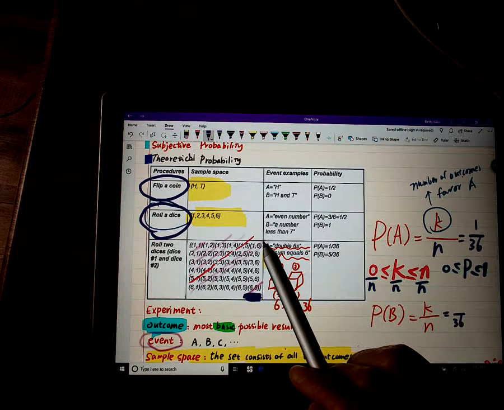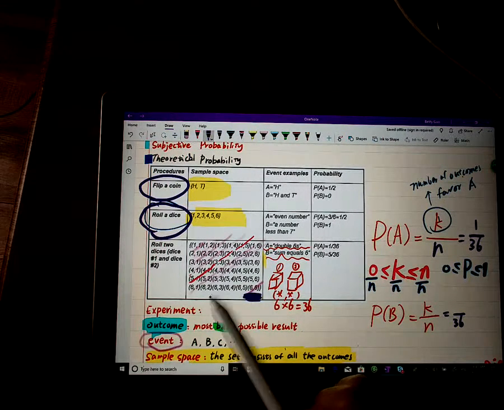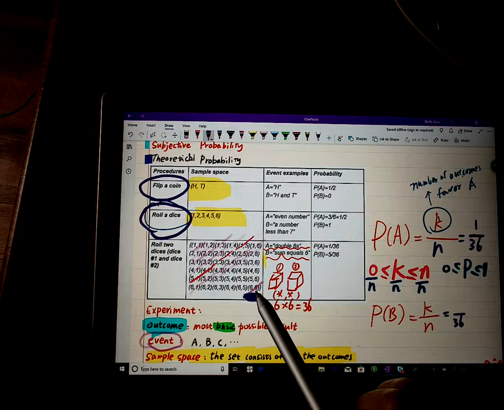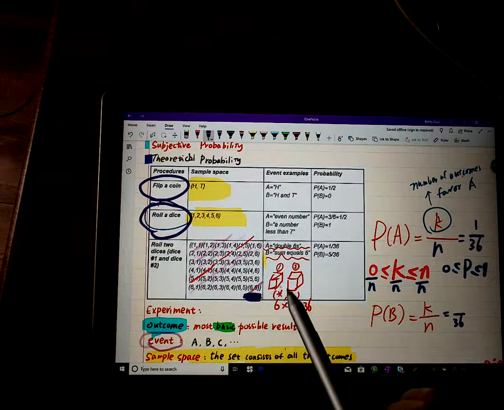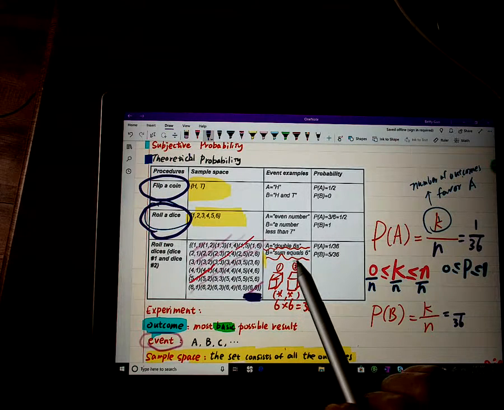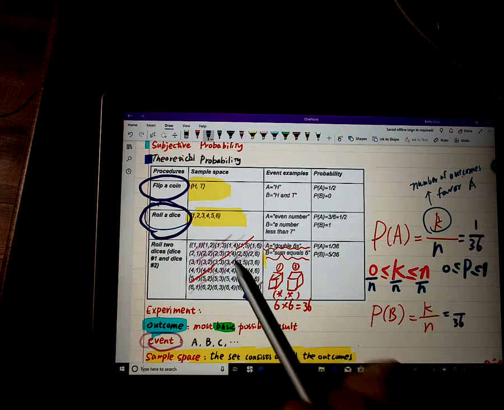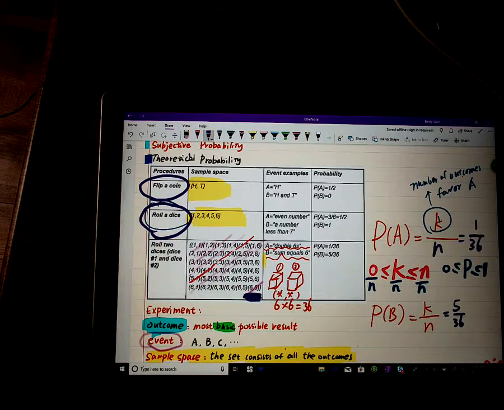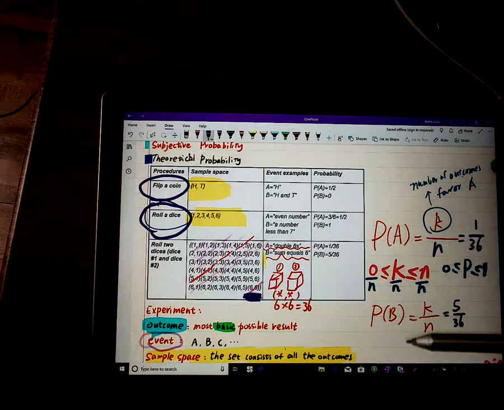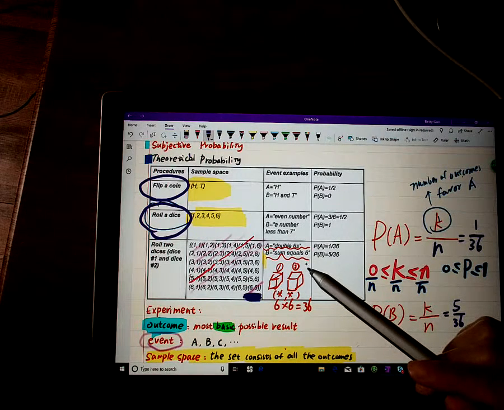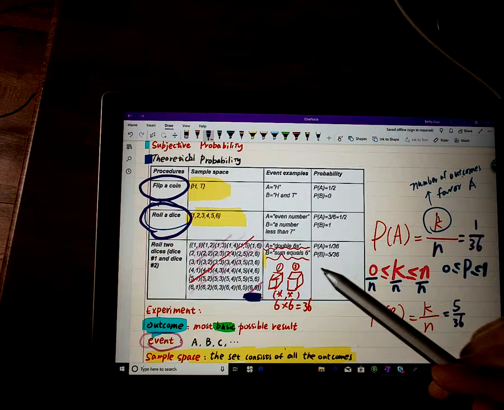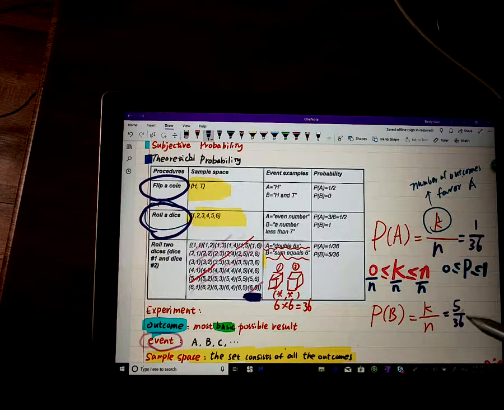In those cases, the two numbers add up to 7 and 8, until here, double sixes, the two numbers add up to 12. So you can see clearly how many of them favor the result that the two numbers add up to 6. 1, 2, 3, 4, 5. 5 of them, right? So the numerator is 5. The probability of B, roll 2 dice, the two numbers add up to 6. The probability is 5 over 36. Okay? So that's the application of the definition, theoretical probability.